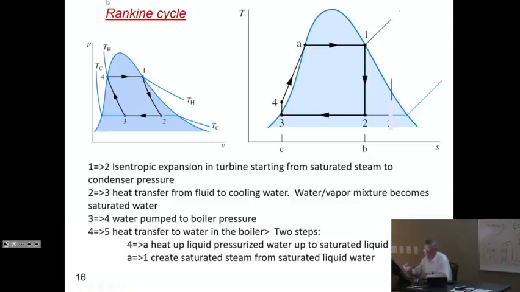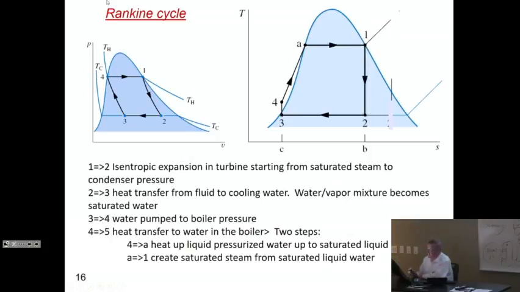But that doesn't do much work on the one hand, and also it doesn't increase the temperature all that much because you're compressing an incompressible fluid. Not just increasing pressure, but you have very little change in volume and also very little change in temperature. So that's point number 4. And then we're going back from 4 to 1.